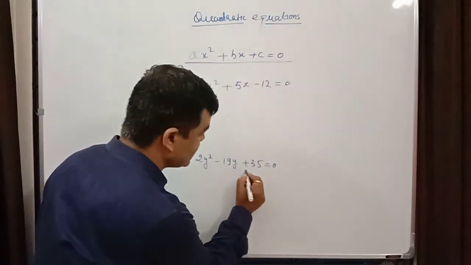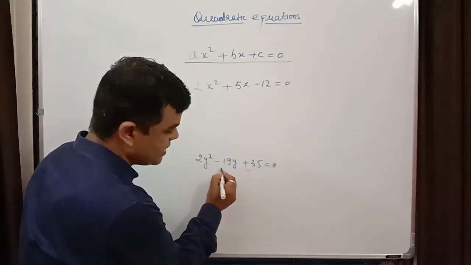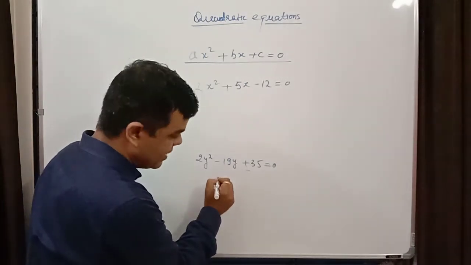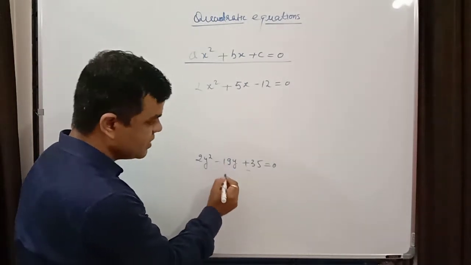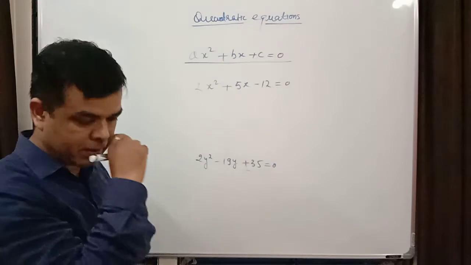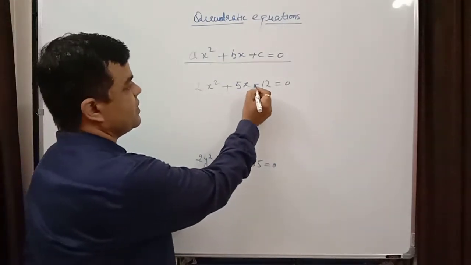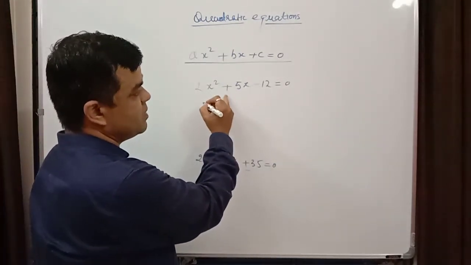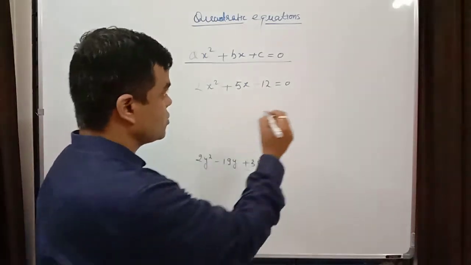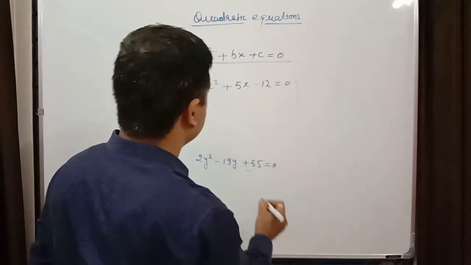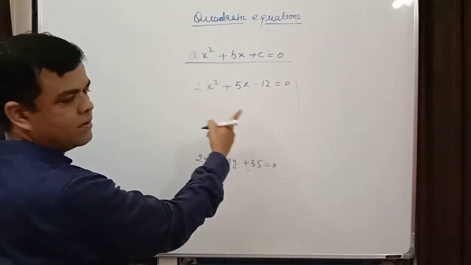If the middle sign is plus, then both signs in factorization will be plus, and if it is minus, both signs will be minus. And if the last sign is minus, then one sign will be plus and one sign will be minus. So how to do it, just see. Okay. So first do the factorization.